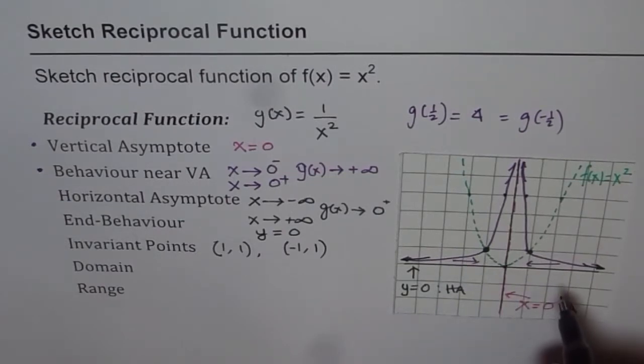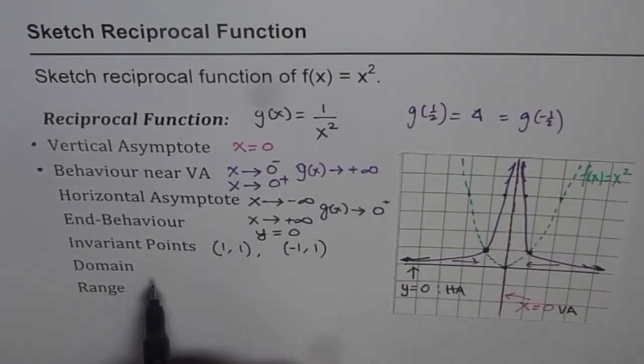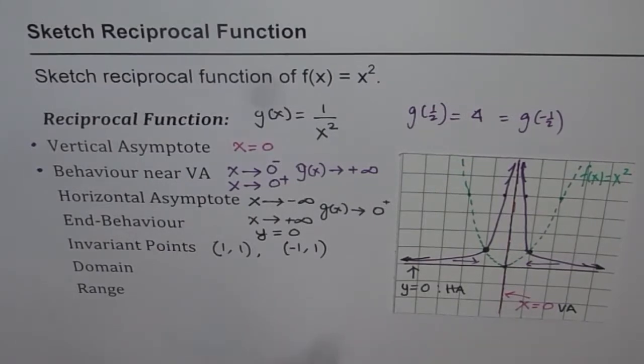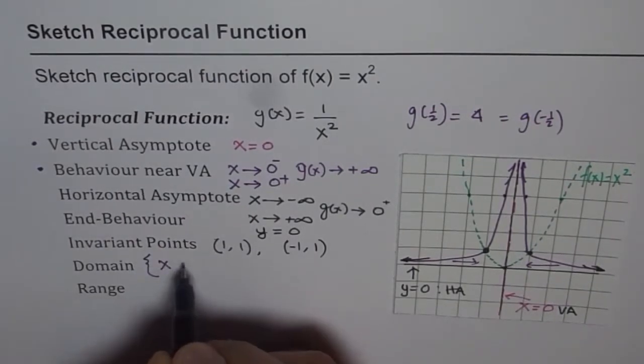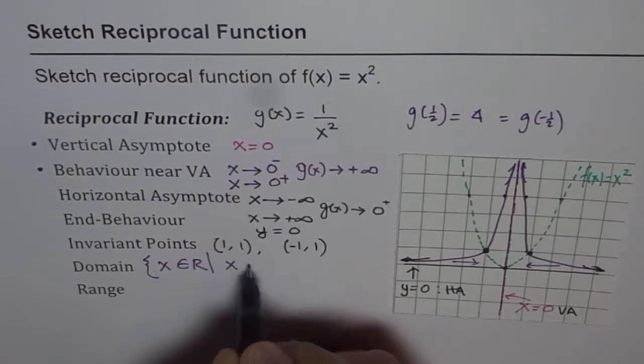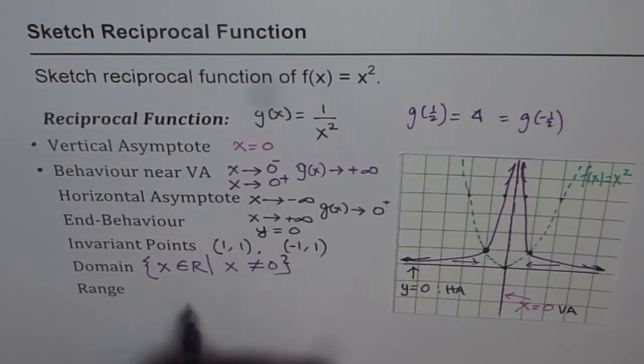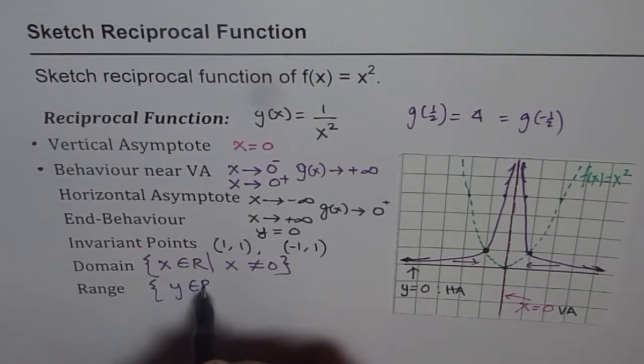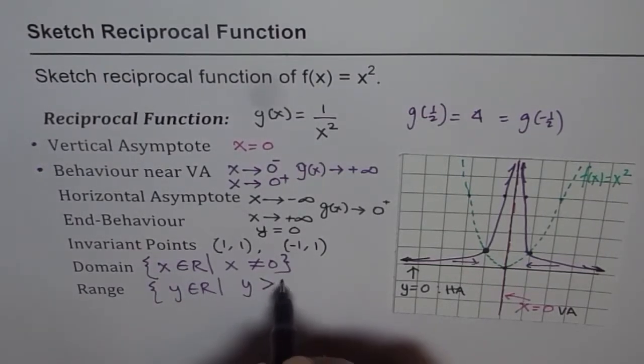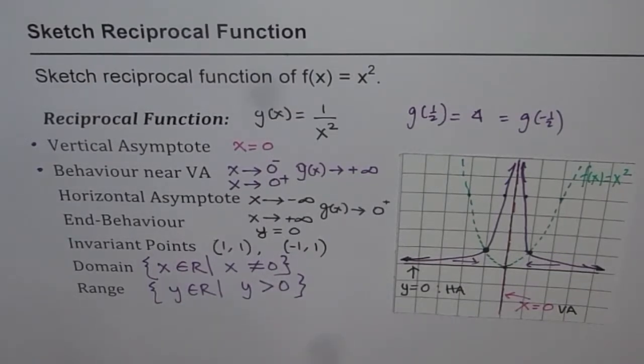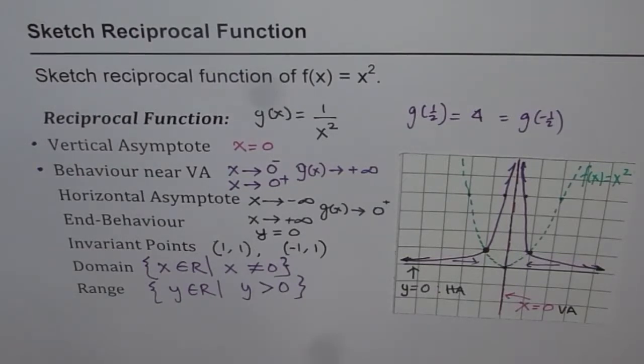As you can see from here, the domain of the function is all real numbers except for x equals 0. That is a vertical asymptote, right? So we can write the domain as x belongs to real numbers where x is not equal to 0. And as far as range is concerned, the range is y belongs to real numbers where y is greater than 0, right? Since we have a horizontal asymptote, y equals 0. So that is how we can answer this question or understand how to sketch a reciprocal of a quadratic function like x squared, the parent quadratic function. I hope you understand the concept.